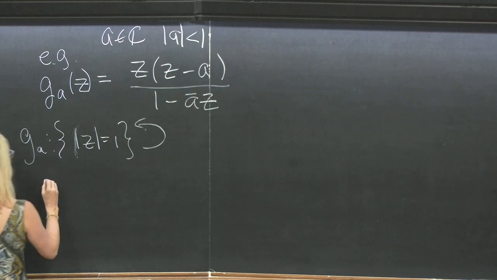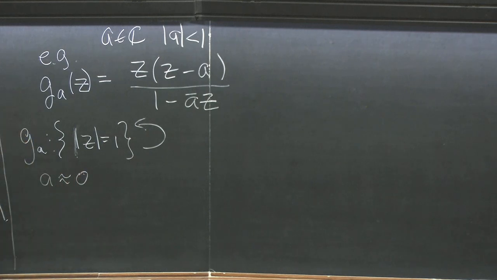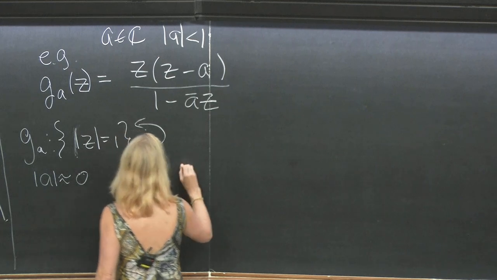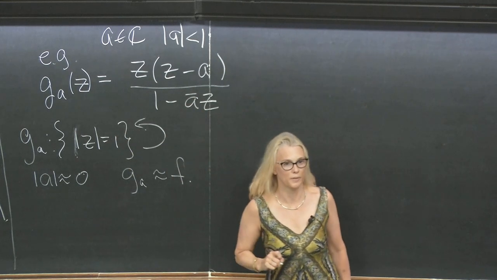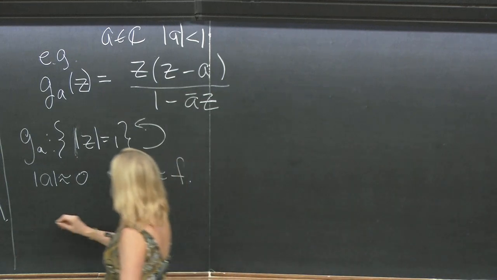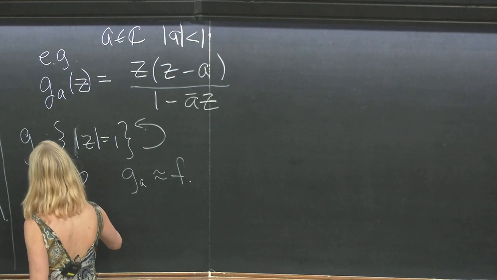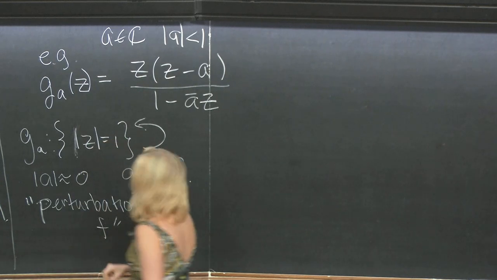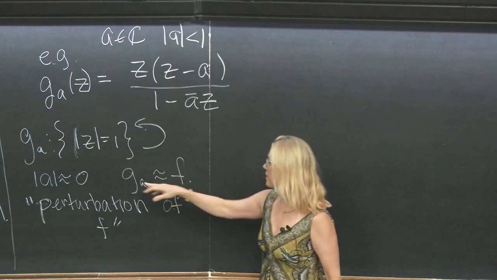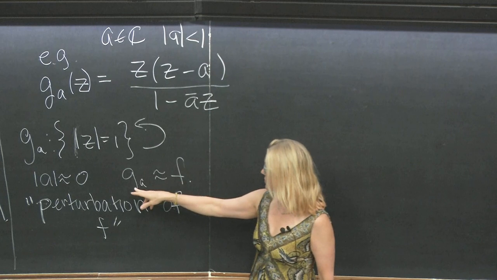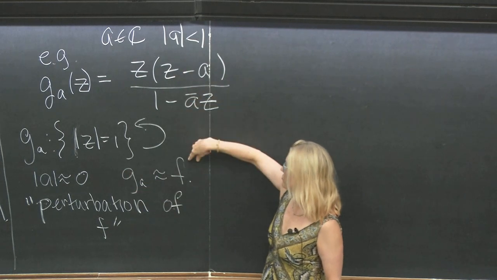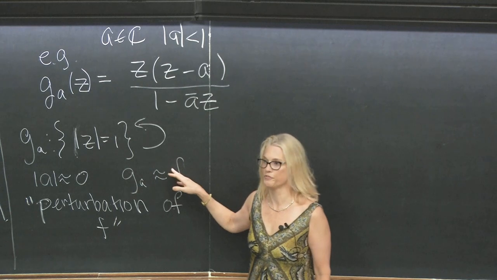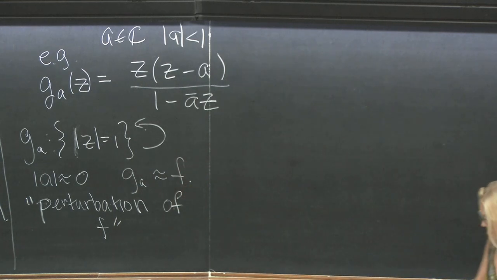Note, when the modulus of a is very small, g sub a is very close to the doubling map. If a equals 0, this is the doubling map. So this is what we would call a perturbation of the doubling map f when a is very small. By this I mean that in this example, the values of g are very close to the values of f, and the derivatives are very close to each other. In fact, in this particular example, all of the derivatives are extremely close to each other if a is small.